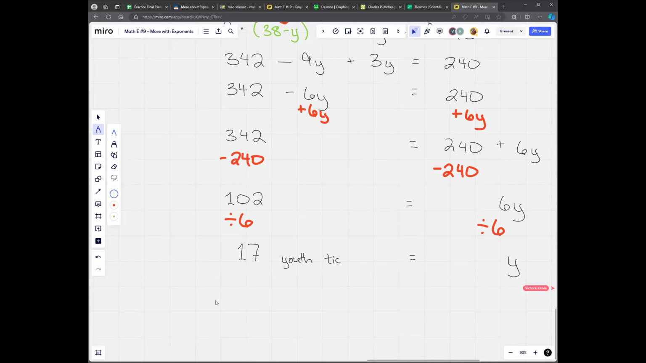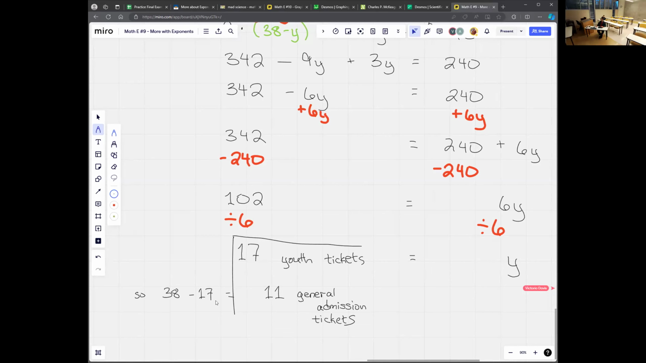And if it adds up to 38, that means there must have been 11 general tickets. And that's the see, I was overthinking it. I was like, okay, now we're gonna plug y into the original equation. But no, we just subtract. I picked the easy one.